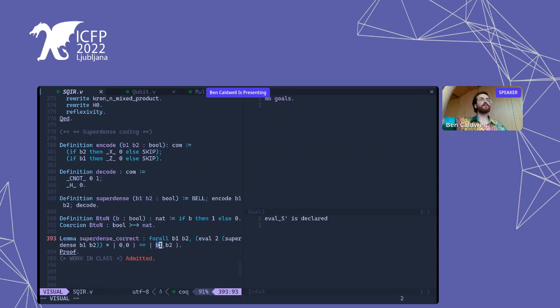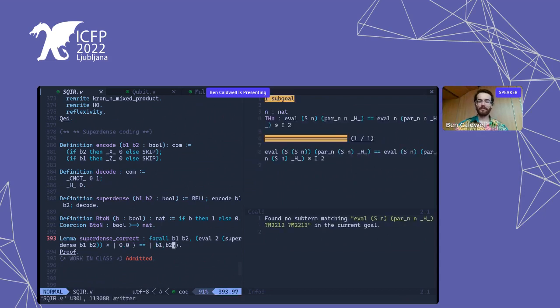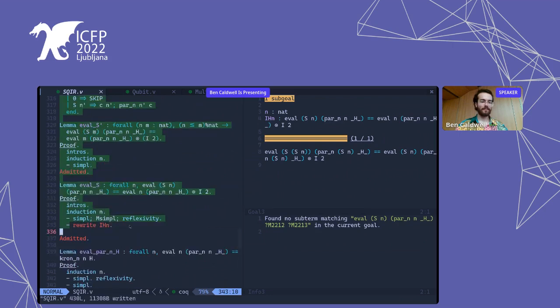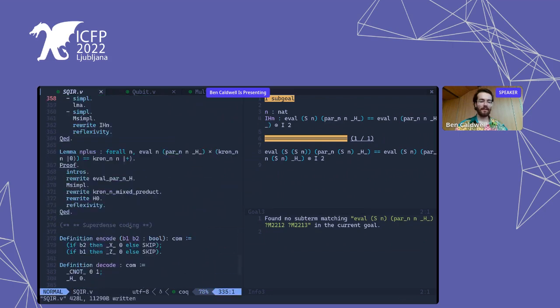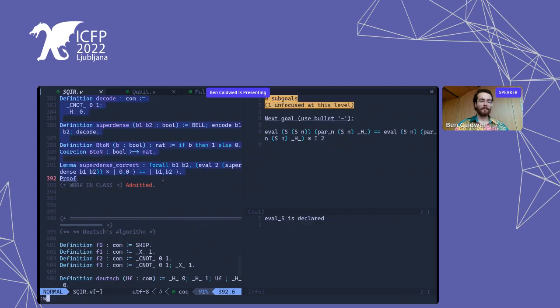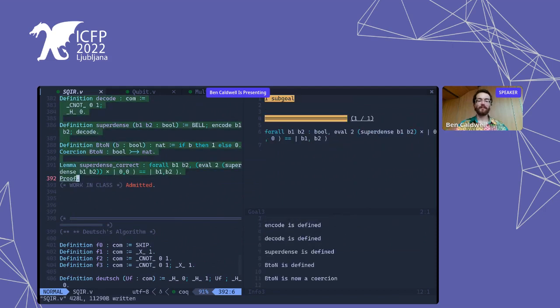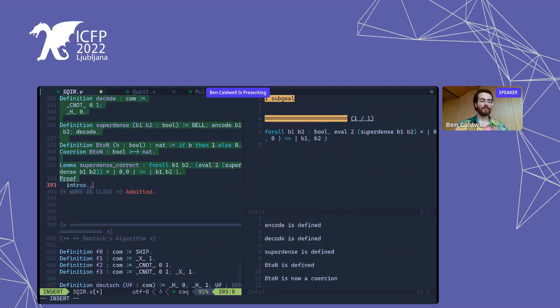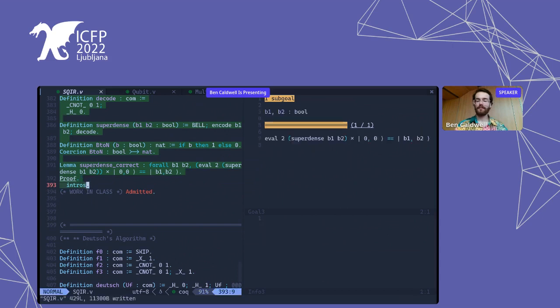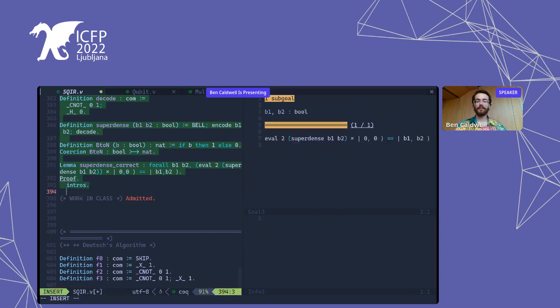But we only ever interacted with the first qubit, right? And so we can get rid of that, and we can run through this proof. So introducing our Booleans.